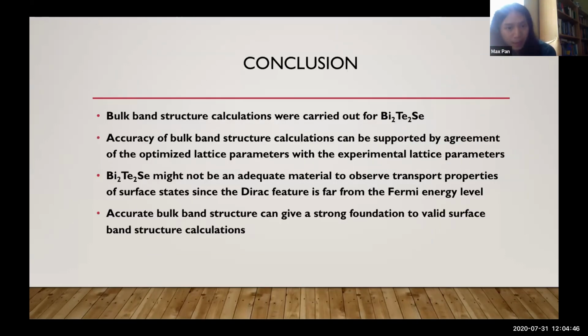Just to recap, I have done the bulk band structure calculations for bismuth-2 tellurium-2 selenium. The accuracy of these calculations can be supported by the resemblance of the optimized lattice parameters with the experimental values. And due to how far the Dirac feature is from the Fermi energy level, bismuth-2 tellurium-2 selenium might not be an adequate material for the observation of surface transport. In addition, the accuracy of these calculations can give a strong foundation to valid surface band structure calculations.